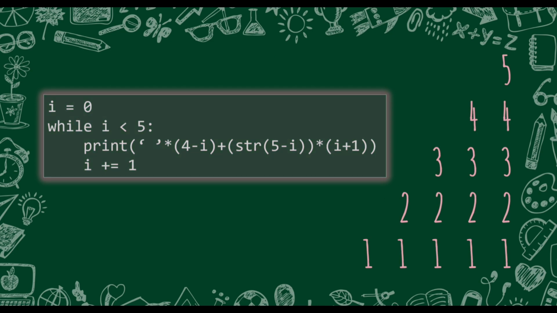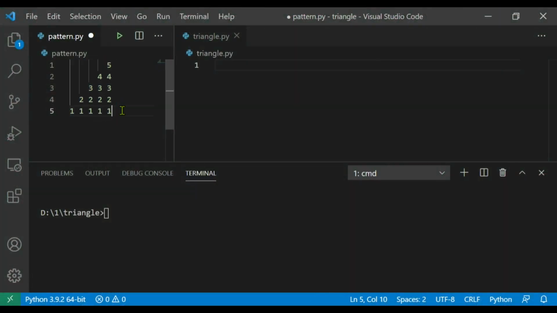In this video tutorial, we will see how to print left angle number triangle pattern. Let's move to Visual Studio Code and execute this pattern. We can see here, in this pattern, every line begins with the space characters.